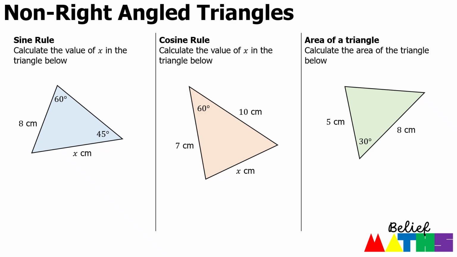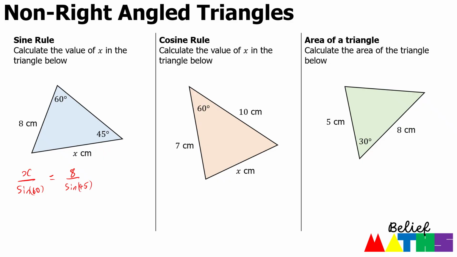Similarly with the sine and cosine rule, again they can only use 30, 60 and 45. Sine rule is the least frequent in the paper. Cosine and area are used much more frequently. So in this case, we have x over sine 60 is equal to 8 over sine 45. Now they could ask you this to make you do surds at the same time.